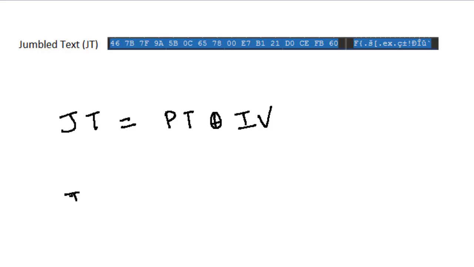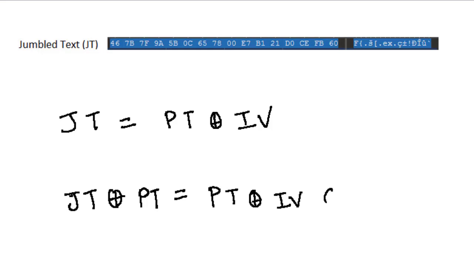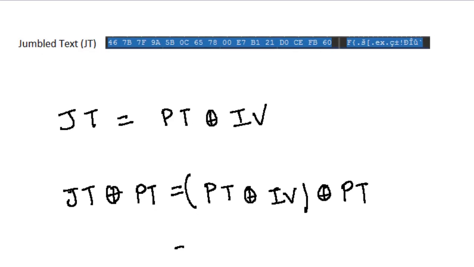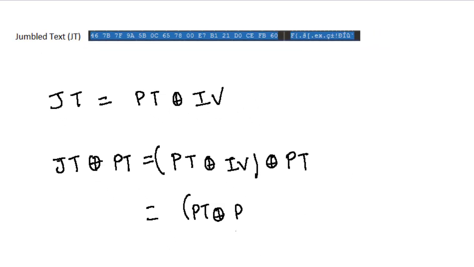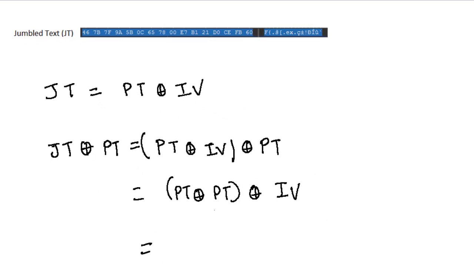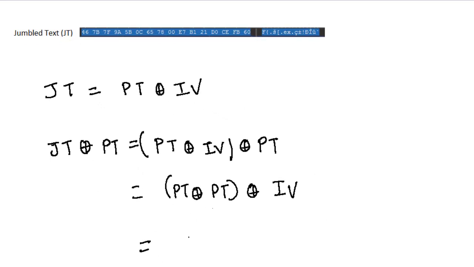I will XOR both sides with the plain text. So on the left, we have the jumbled text XOR plain text, and on the right, we have plain text XOR IV XORed with the plain text again, right? So the right hand side can be rewritten as plain text XOR plain text XOR IV, and plain text XOR plain text is basically XORing a value with itself, so it will be 0. So we can rewrite this as 0 XOR IV, and you know that if you XOR anything with a 0, then you get the same value. So what we get on the right hand side is the IV.